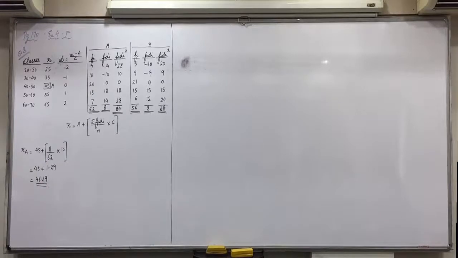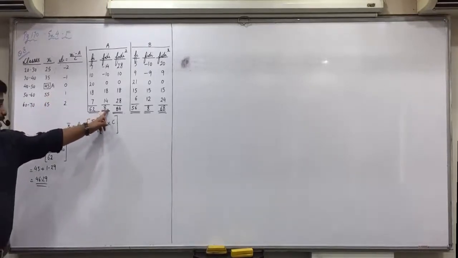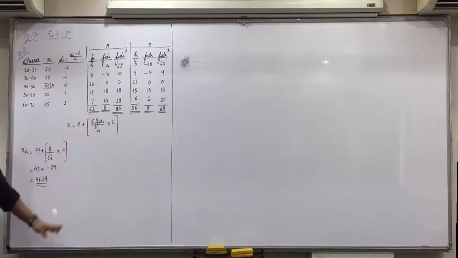Any doubt in this? Did you all complete it? Okay, assumed mean 45 plus sigma FiDi 8 upon N 62 into class length 10.